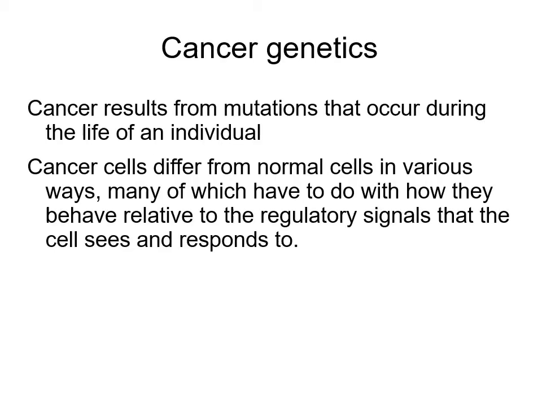Okay, today we're going to talk about somatic mosaicism as a general phenomenon and in terms of its origins, but it's particularly relevant to cancer. So cancer results from mutations that occur during the life of an individual. In that sense, cancer is a genetic disease because it results from mutations that deactivate important regulatory pathways in our cells. Cancer cells do differ from normal cells in various ways, and it has to do with cellular behavior and how they behave relative to the regulatory signals that they're supposed to see and respond to.